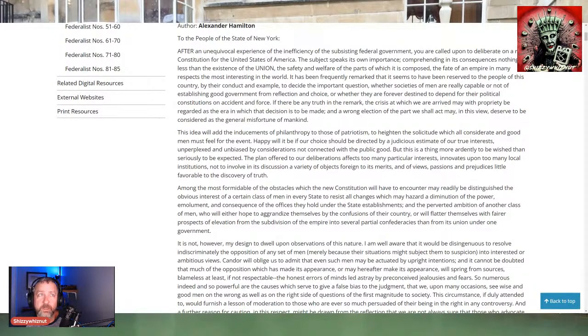It has been frequently remarked that it seems to have been reserved to the people of this country by their conduct and example to decide the important question whether societies of men are really capable or not of establishing good government from reflection and choice, or whether they are forever destined to depend for their political constitutions on accident and force. If there be any truth in the remark, the crisis at which we are arrived may with propriety be regarded as an era in which that decision is to be made, and a wrong election of the part we shall act may, in this view, deserve to be considered as the general misfortune of mankind.